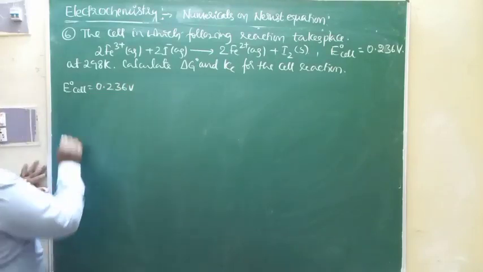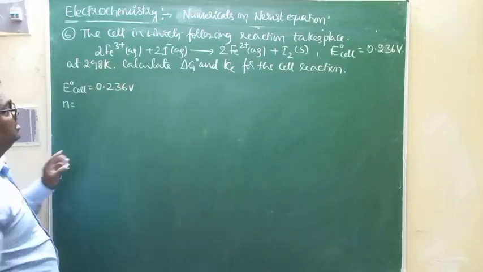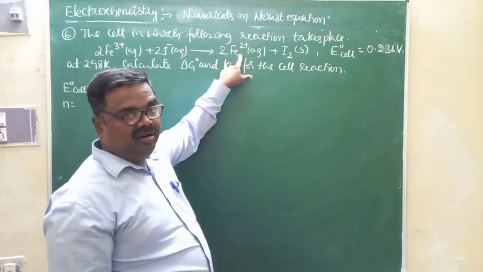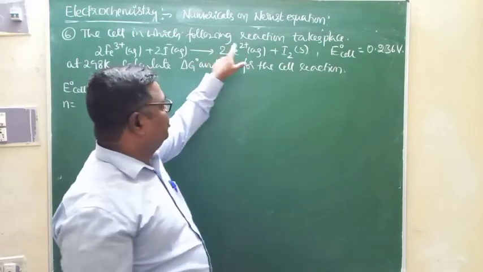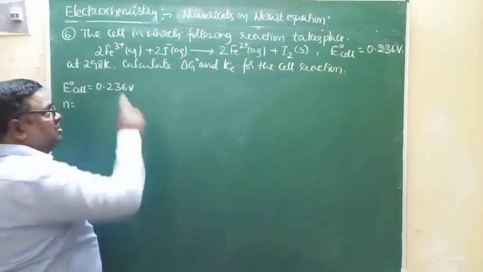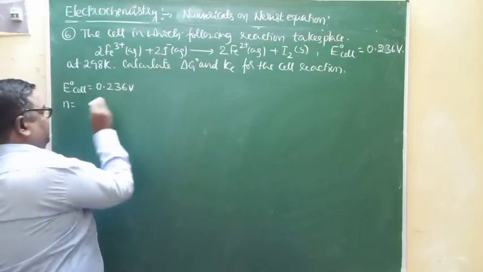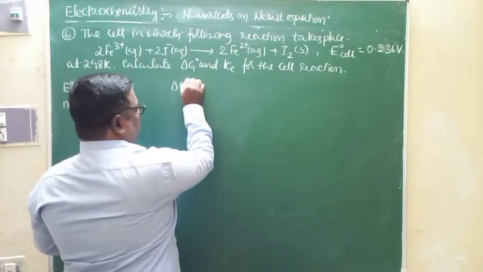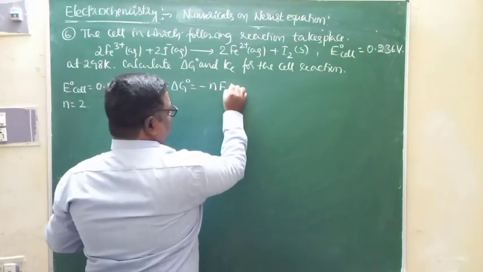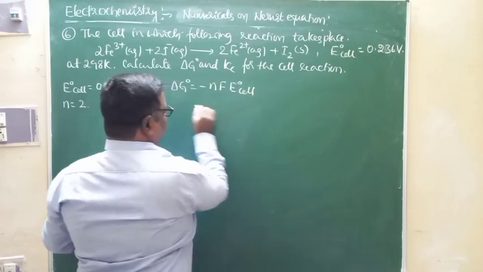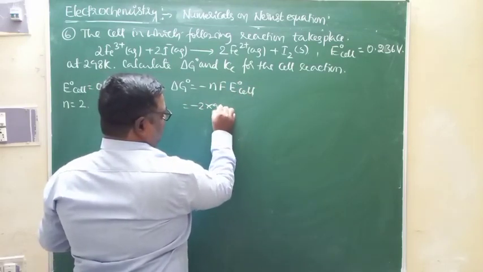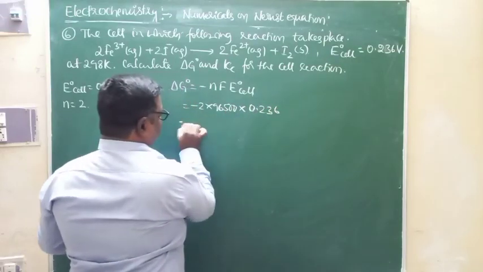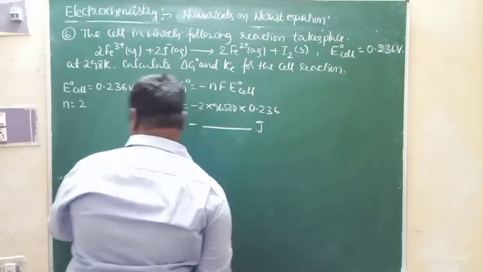This is clear. For the n value of this reaction, Fe3 plus is converted to Fe2 plus by gaining 1 electron. 2 Fe3 plus becomes 2 Fe2 plus by gaining 2 electrons. Those 2 electrons will be given by 2 I minus. Therefore, n is equal to 2 here. And of course, delta G naught is equal to minus n F E naught of cell. This you already know. Substituting, minus 2 into 96,500 into 0.236, in terms of joules.